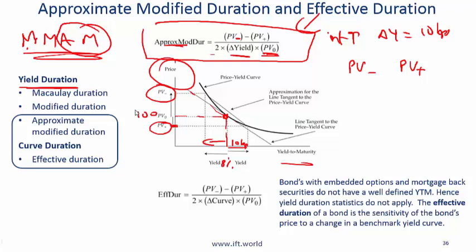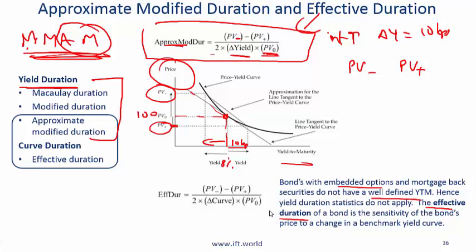Right? When we talk about yield, we are talking about the yield of that particular bond. When you are dealing with bonds which have embedded options, so callable bonds, putable bonds, or mortgage-backed securities, which you will study in detail at Level 2, these do not have well-defined yield to maturities. Hence, the yield duration measures, all these 3, the MAMs, do not apply. We need to use something called the effective duration.